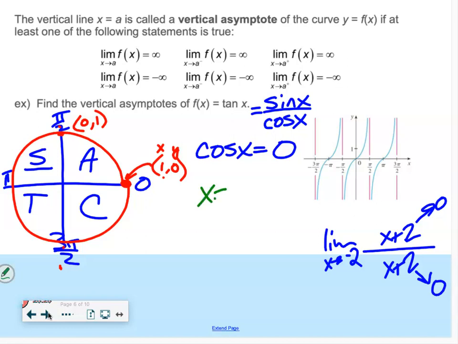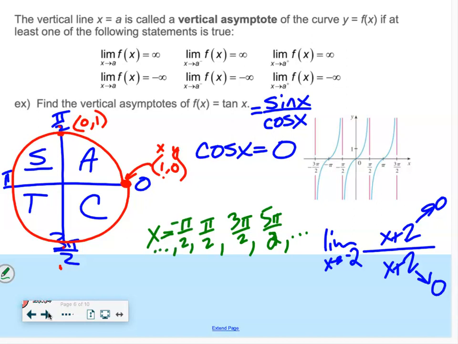We want to know where cosine is 0. So let me move this over down a little bit. Name any angle that has a cosine of 0. Pi halves. 3 pi halves. 5 pi halves. 7 pi halves. Dot, dot, dot, and we can keep going. Going this way, negative pi halves, right? If we're going clockwise, we go backwards, we hit those negative angles. Dot, dot, dot. So you can go infinitely in either direction and have a cosine of 0, right?